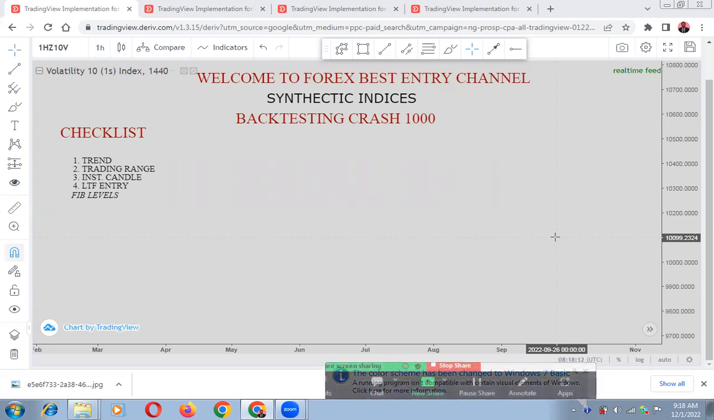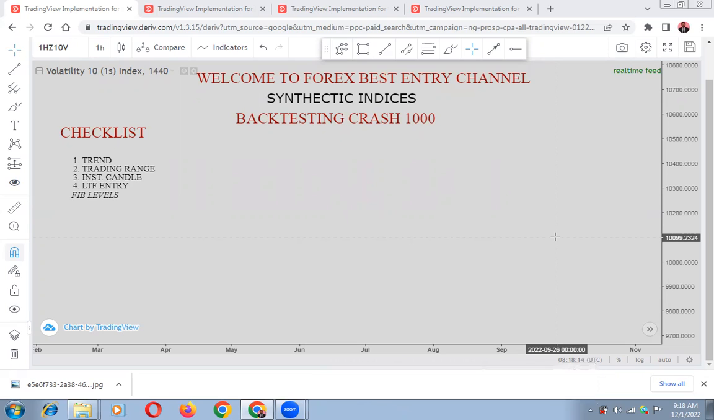In today's video, I'll be backtesting Crash 1000 using a checklist. First, we want to be able to identify the overall trend of the market from a higher time frame. We want to also identify a trading range, spot the institutional candle that captured liquidity and broke structure. We also want to wait for price to come back to the institutional candle. We scale down to a lower time frame, then look for entry on the mitigation candle or fair value gap. And then last, we want to use the fib levels for extra confirmation.